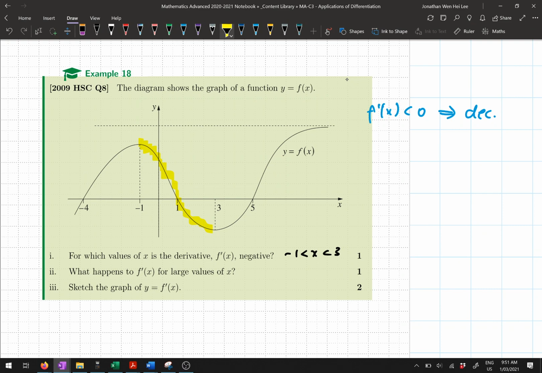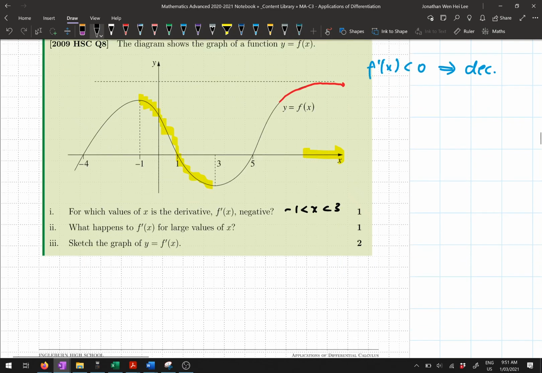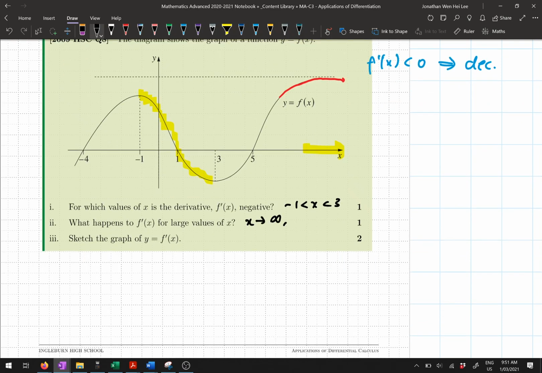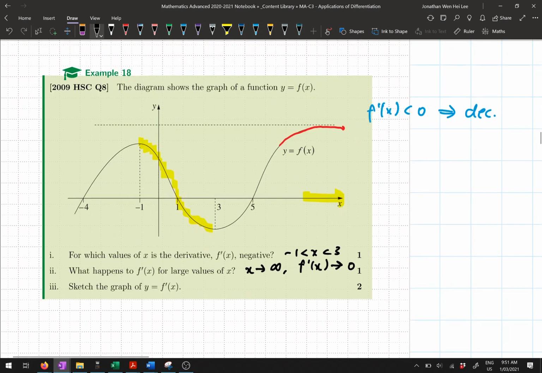Okay, next part. What happens to f dash x for large values of x? We're looking for large values of x, so we're going towards this side here. What do you notice about the graph as we get further and further along the x-axis? What happens to the derivative? What's the gradient looking like? Goes to 0. Excellent. It goes to almost stationary. So when x goes to infinity, the first derivative goes towards 0, because it's becoming flatter and flatter. We're getting to the top of the hill, which means once we hit the top, it's stationary. Nothing there. Nothing to continue walking.